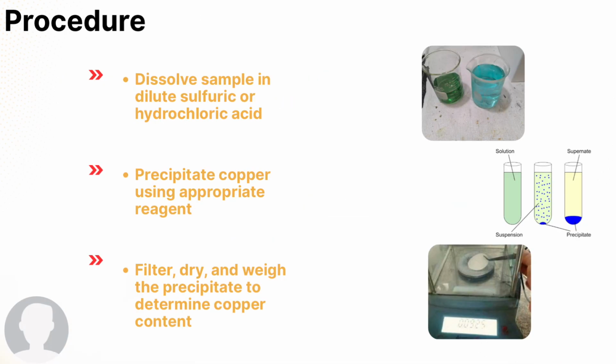The standard gravimetric procedure for copper follows a straightforward sequence. First, the metal sample is dissolved in dilute sulfuric or hydrochloric acid. Next, an appropriate reagent is introduced to selectively precipitate the copper out of solution. Finally, this precipitate is carefully filtered, dried, and weighed to calculate the exact copper content.